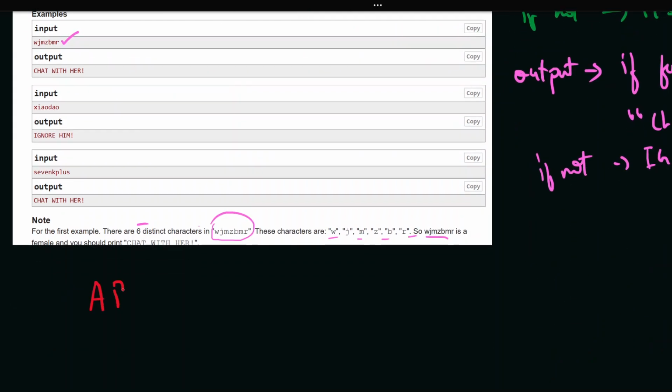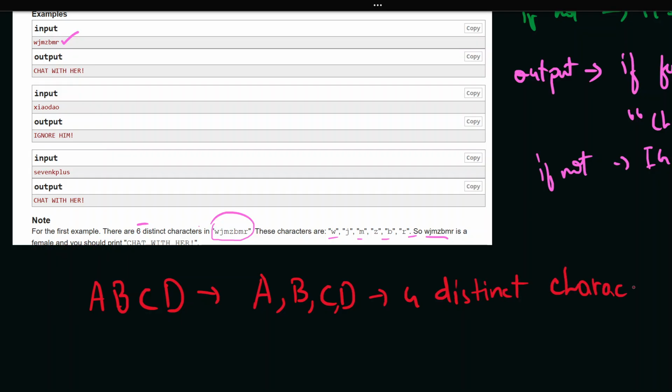So let's say A, B, C, D. What do you mean by distinct? So A is a distinct string, B is a distinct string, C and D are distinct strings. There are 4 distinct strings over here. Characters, I would say. That's right. So had it been like A, B, B, C, D, there would still be 4 distinct characters. Why? Because B and B are the same, right? So we need to find a way to count the number of distinct characters.